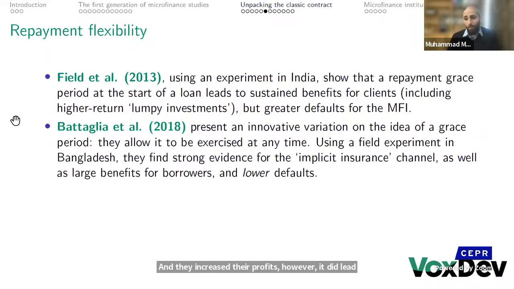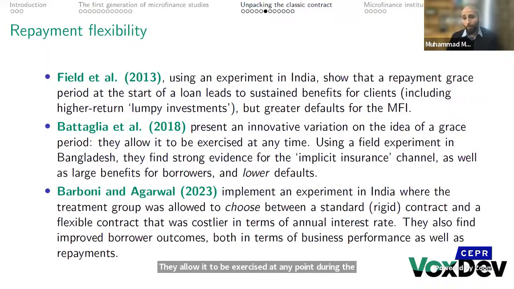And so there's extensive work which builds on this with novel innovations on flexible contracts. This paper by Battaglia, Guleschi, and Madestam has an interesting variation on a grace period contract. They allow it to be exercised at any point during the loan. So at any point, the client can say, okay, I need to take a break from my repayments. And what they find is that the implicit insurance element is quite important. People use the grace period throughout the contract, not just at the beginning. So it's almost like an insurance benefit. And they also find improvements in terms of repayments.